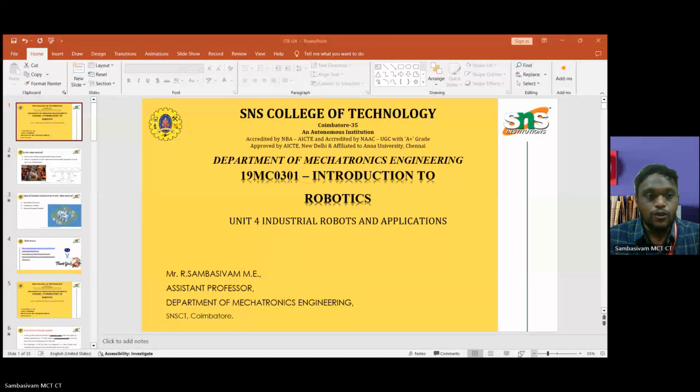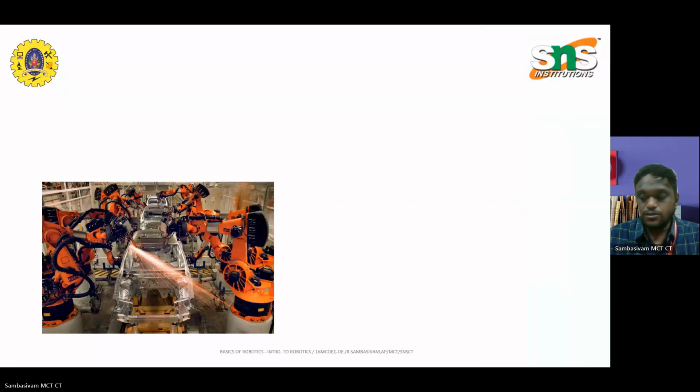Now we are going to discuss the next topic, which is similar to the previous session: robots used in inline centers. From the picture itself, we can understand how the robots are placed inline, like several robots placed in a series of orders to perform a certain function or task.